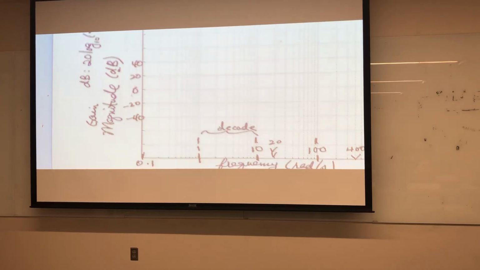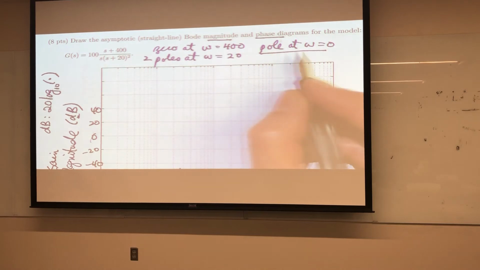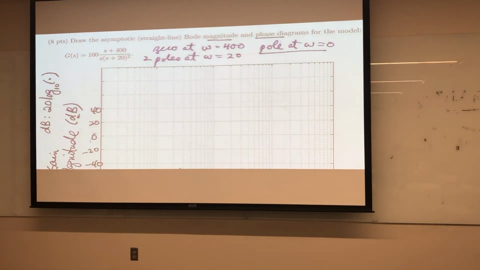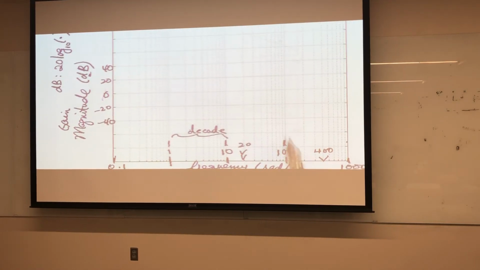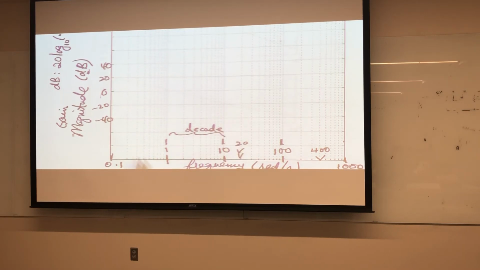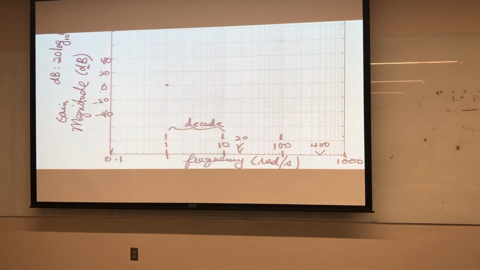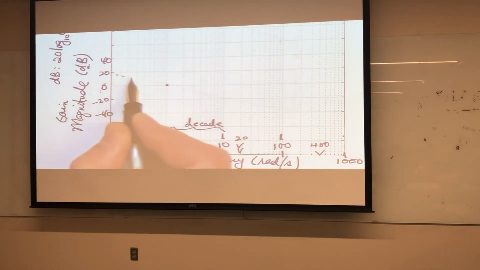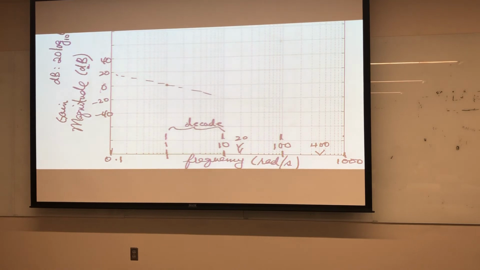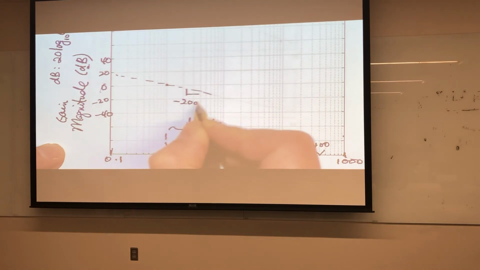Okay? So the initial slope for this system, to account for the fact that there is a pole at omega equal to 0, should be negative 20 dB per decade. And the way we would set that up is we would find omega equal to 1 and 0 dB, and we would find this point right here, and we would sketch in that initial slope. This is the initial slope. It's going to be negative 20 dB per decade.